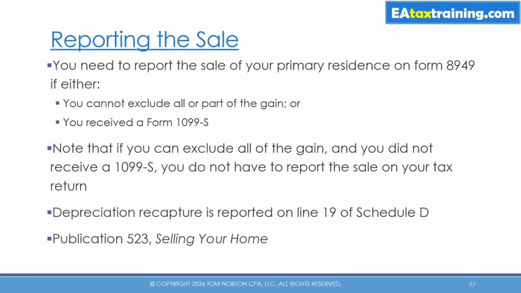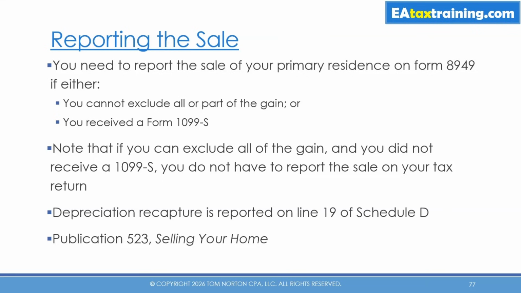Reporting a sale of your primary residence. You need to report the sale of your primary residence on a Form 8949 if either you cannot exclude all or part of the gain or you received a Form 1099-S. So a 1099-S reports the sale of real estate. These will be issued by whoever handled the closing of the transaction. So it might be, for instance, a title company.